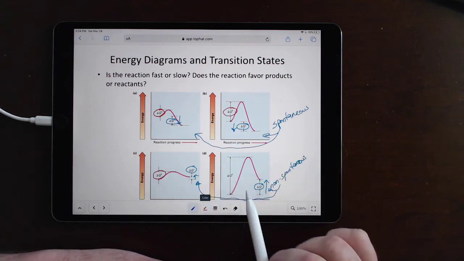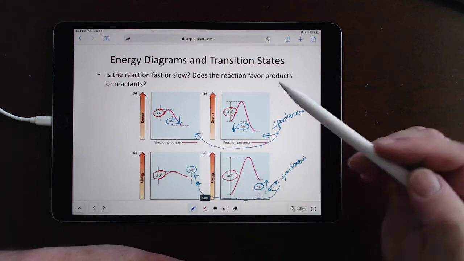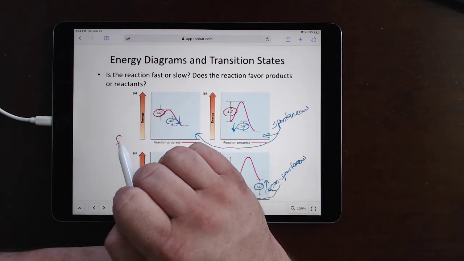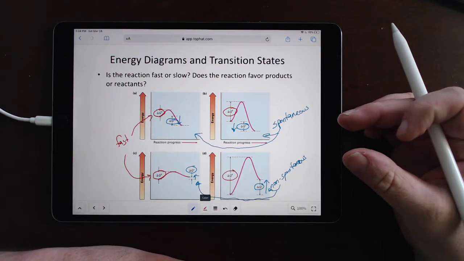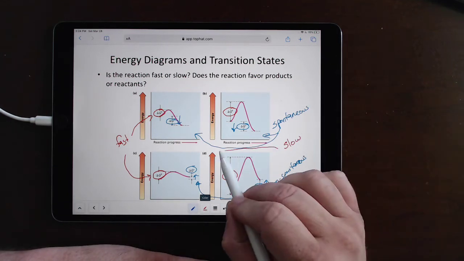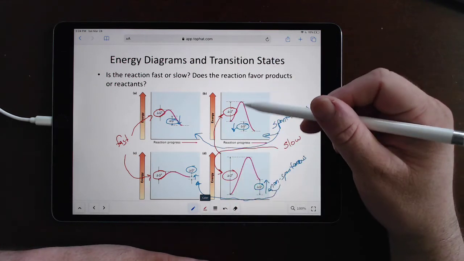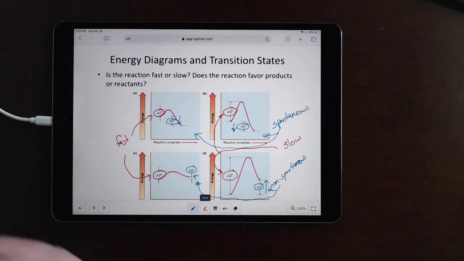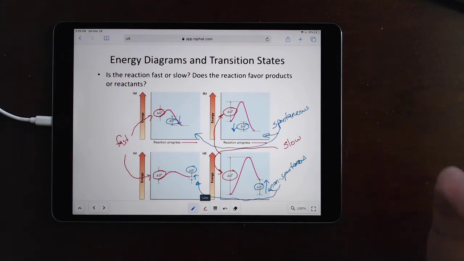Now, if we're going to talk about speed, okay, it's all about the delta G double dagger, right? Okay, so these guys are going to be fast because the delta G double dagger, the activation energy, is pretty low, but these are going to be slow because the delta G double dagger is quite high, so it needs a lot of energy. It's going to take a long time to get over here. So you have to remember that activation energy, speed, is not the same as whether it is spontaneous or not.